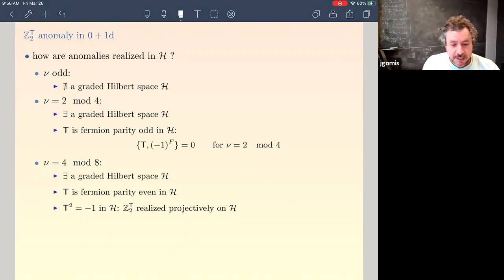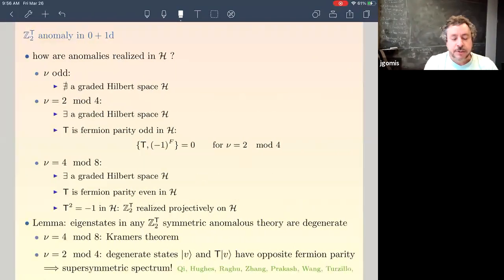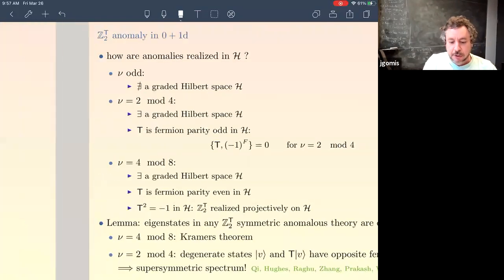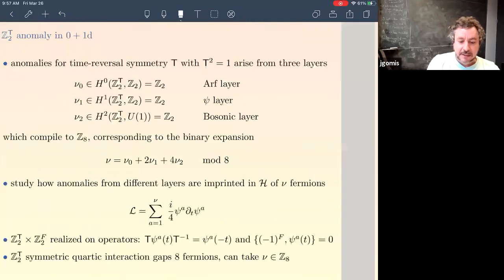And then the final layer, the bosonic layer, you have a graded Hilbert space. T is fermion parity even, like you would naively think, but now the algebra of time reversal is realized projectively on the Hilbert space, and T squared equals -1 on the Hilbert space. So we see that in one layer there is no graded Hilbert space. In the other one, the symmetry becomes fermion odd, and in the last one, just a benign thing, the symmetry is realized projectively. And this is a very simple thing to prove. Essentially, quantizing the system is completely straightforward. This follows from analyzing the properties of Clifford algebras.